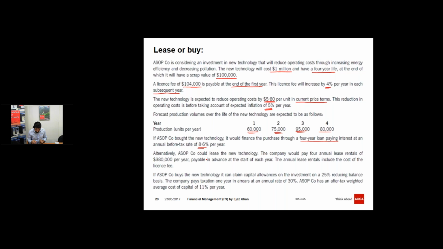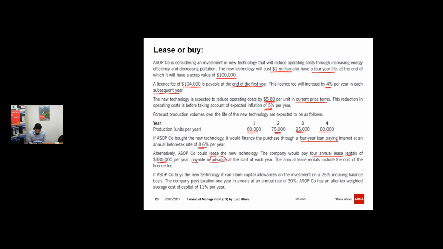Alternatively, ASOP company could lease the new technology. The company would pay 4 annual lease rentals of $380,000 per year, payable in advance. It means it starts from zero. The annual lease rentals include the cost of license fee. So these $380,000 include the license fee as well.